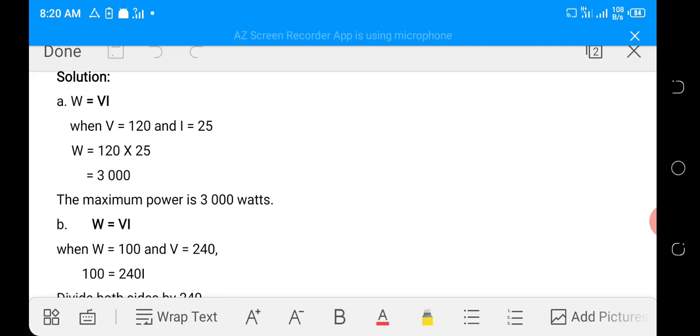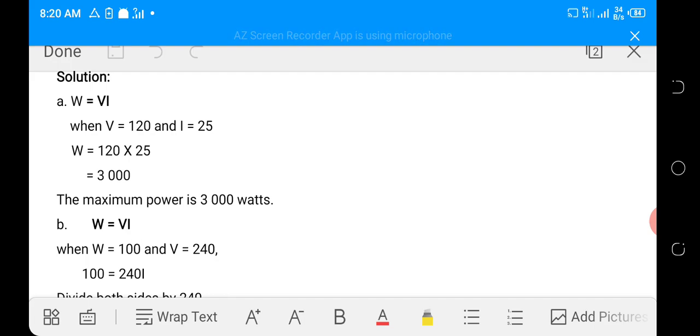Then from the equation, V is equal to 120 and I is equal to 25. That is, the voltage is 120 and the current is 25. Then from the formula, power W is going to be 120 multiplied by 25, VI. And this is going to give me 3,000. So this shows that the maximum power is going to be 3,000 watts. Please don't forget the unit. You have to put the unit of power there, watts.